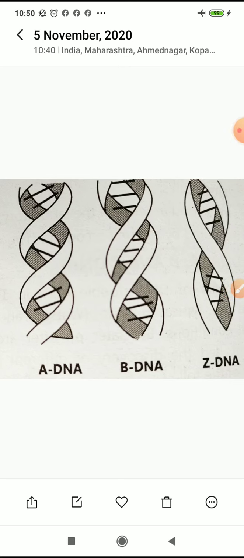In 1953, the double helix DNA model was proposed by Watson and Crick, and it has a typical B form everywhere in all conditions. But later on, after 20 years, various experiments led to the discovery of different forms of DNA. And these forms are A form, B form, and Z form.